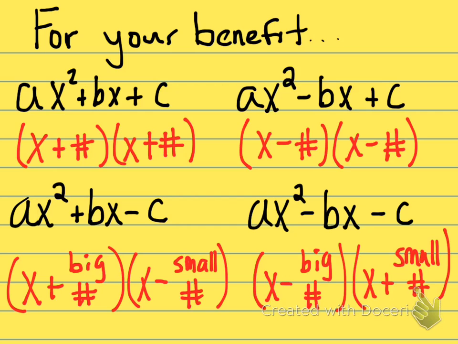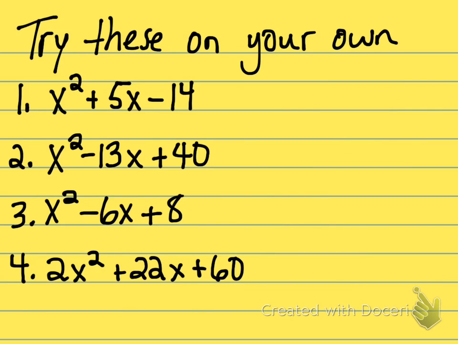In the bottom left-hand corner, ax squared plus bx minus c, if the positive is before bx, then the biggest number needs to be positive and your small number needs to be negative. To the right of that is the opposite. With two negatives, your biggest number needs to be negative and your smallest number needs to be positive. Please try these four examples on your own. Don't forget that you need to factor out any greatest common factors first.